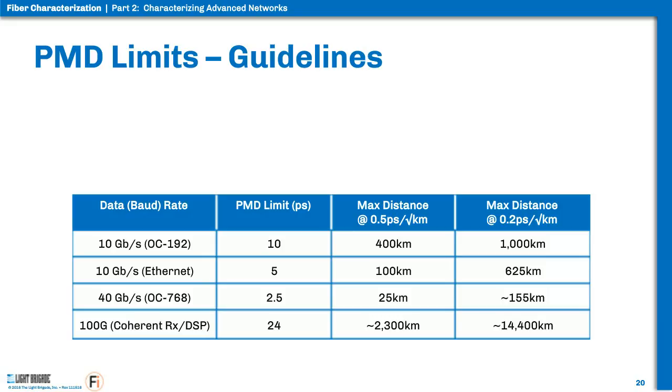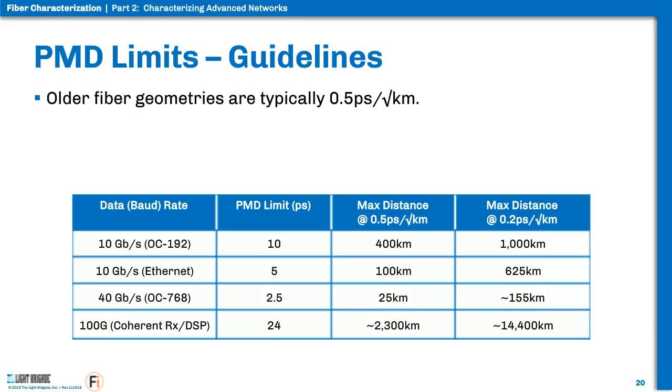And look at the distance limits that you can have based on the different dispersion values. Some of the really old fiber that's in the ground has a value of around 0.5 picoseconds per square root kilometer. So you can estimate your PMD by knowing the distance and applying this 0.5 picosecond value, and you can see what the PMD will be for that particular fiber.